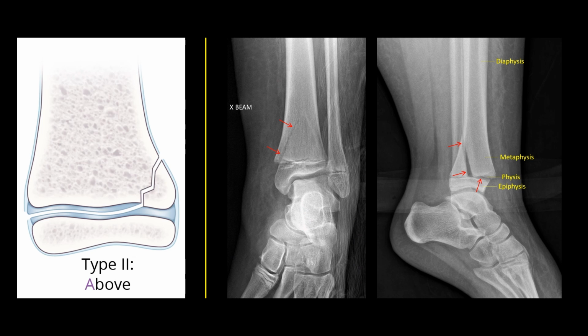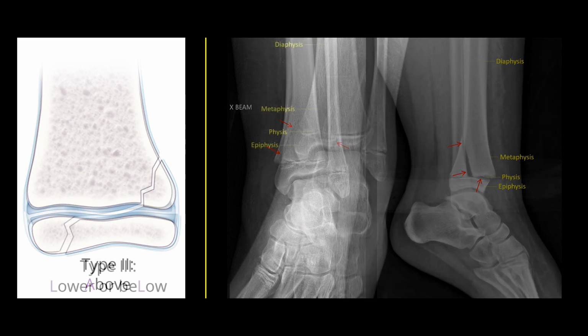This is a Salter-Harris type 2 fracture, which runs from the physis up to the metaphysis. In the case here, we can see that fracture running from the metaphysis to the physis and along the physis, and there is some displacement from the epiphysis. However, there is no fracture involvement of the epiphysis itself. This is the most common type of Salter-Harris fracture.